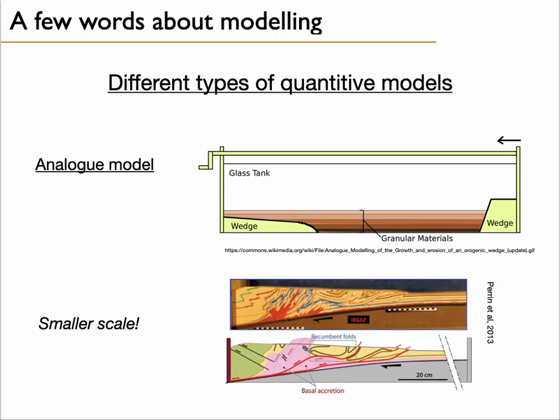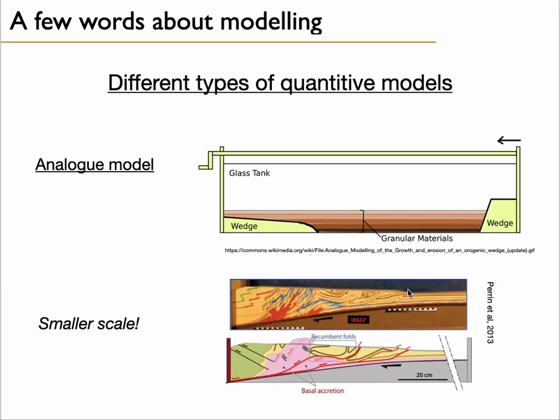There are different types of quantitative models, and in earth sciences, models for which the smaller scale notion really applies are analog models. These have been used extensively to study tectonics and geomorphological processes. Basically you go to the lab, you build a box, for example a meter long box, in which you fill layers of sand, and you apply deformation to these layers of sand, and then you can obtain results which are depicted here.